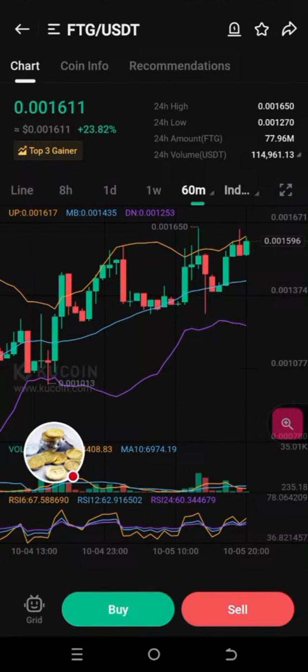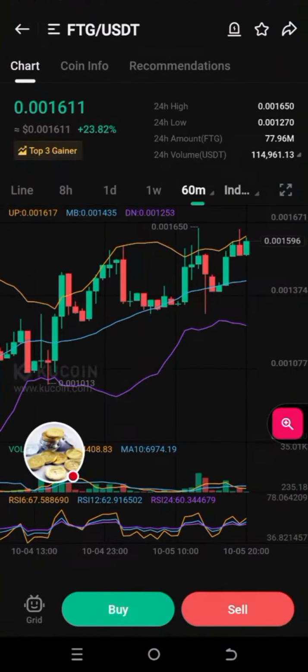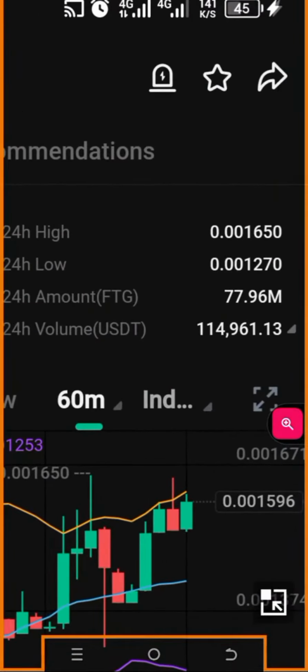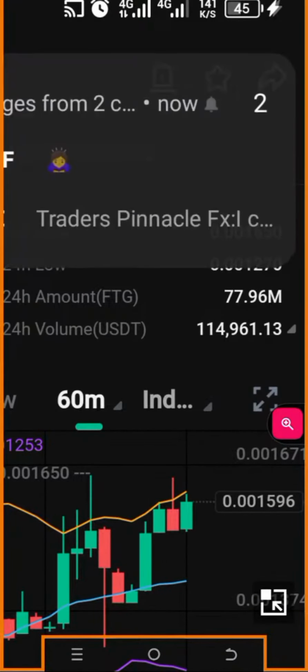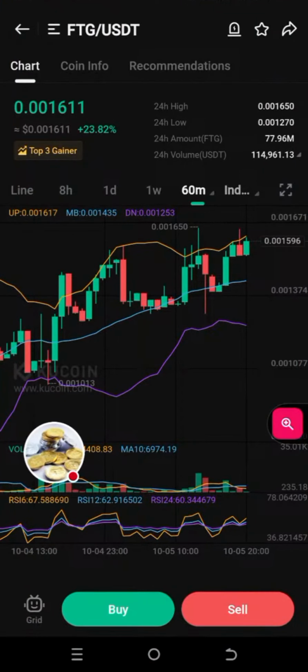FTG, looks like we can try it out. It's closing now, so let's go with this. Let's see, that's 16 and 12. It has almost 114,000, 115,000 USDT as follow.